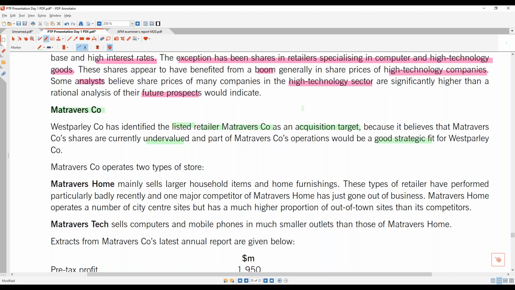But why do they do that? Because of a strategic fit. The positive point about strategic fit is to get market share and market power. But this is the positive side.